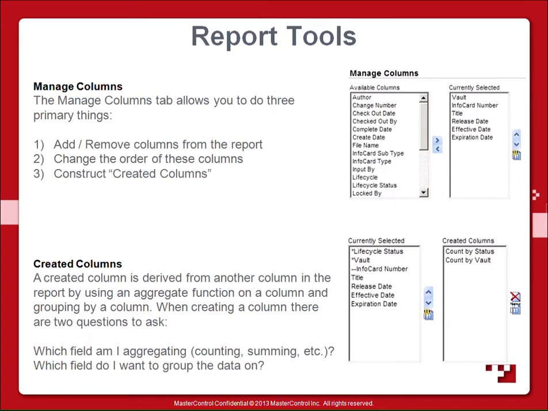So when we get into managing columns, this is where you can add or remove columns. You can arrange the columns in the order you want going across your report. And what you'll do is you'll see a list of available columns and a list of currently selected columns. You'll pull information out of your currently selected, put it in from your available to get the data that you want.